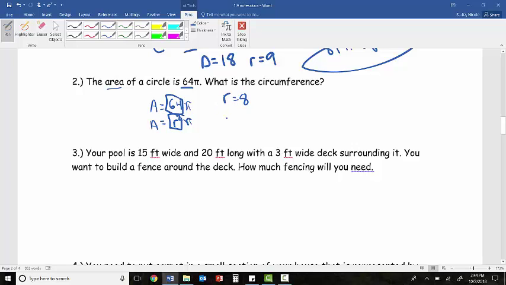So this time you know the radius, you should be getting the diameter, which is 16 in this case. So your circumference is going to be diameter times pi, 16 pi units. And that's it. Now you're done.